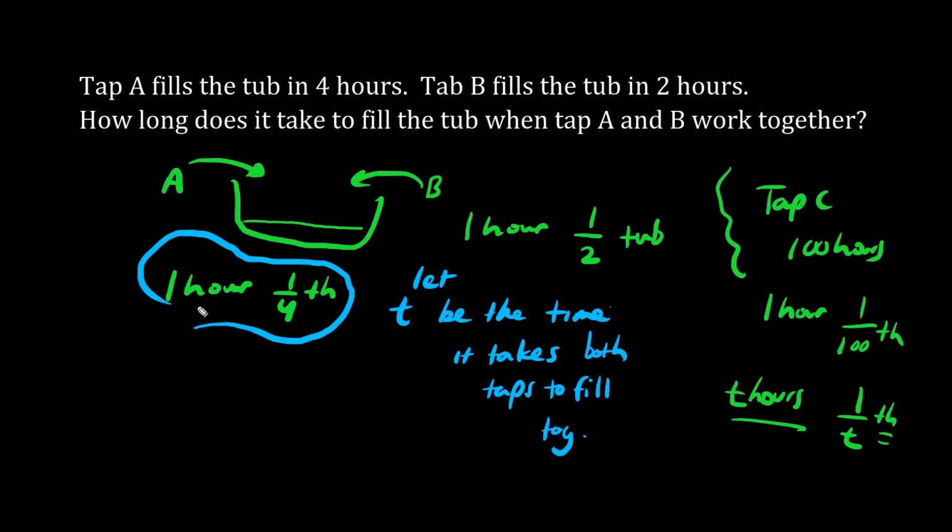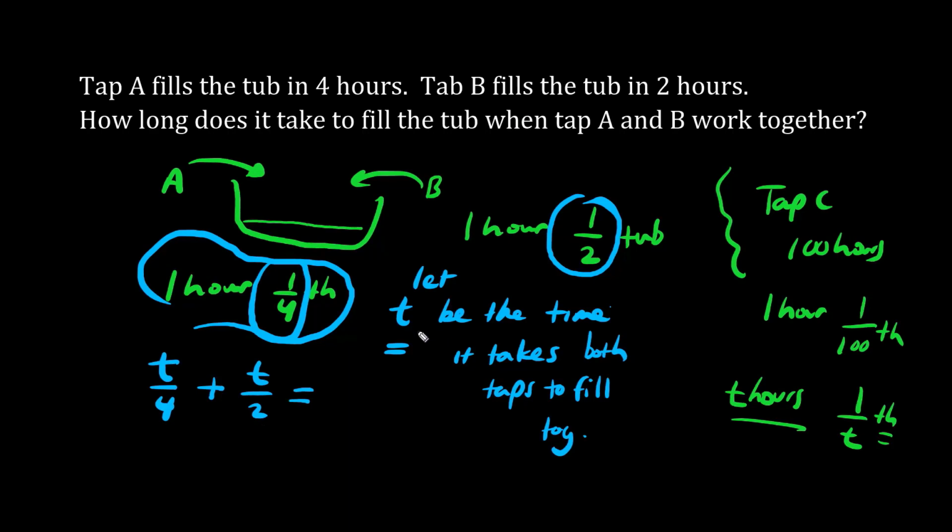We know that tap A in 1 hour can complete this much of the job. However, in t hours, we multiply by t. We know that tap A can complete t over 4 of the job. Now what about the work done for tap B? In 1 hour, tap B can produce this much work. So in t hours, when we multiply by t, it can complete t over 2 amount of work.